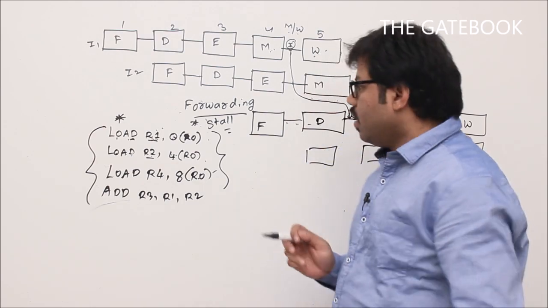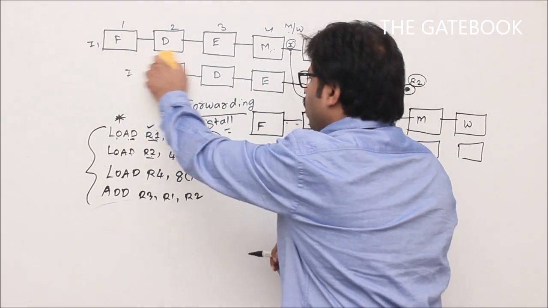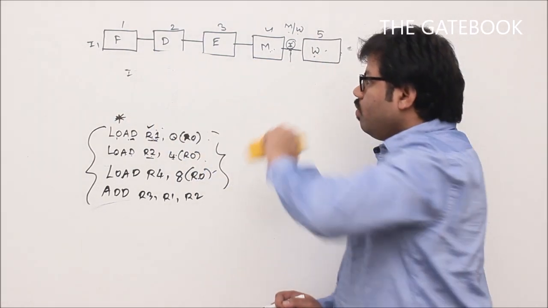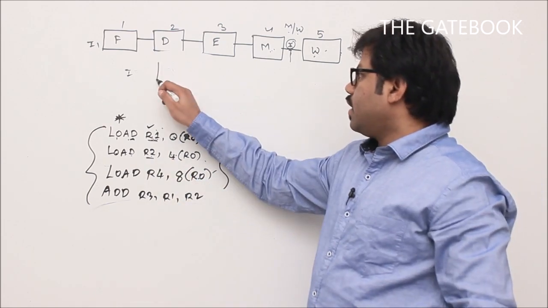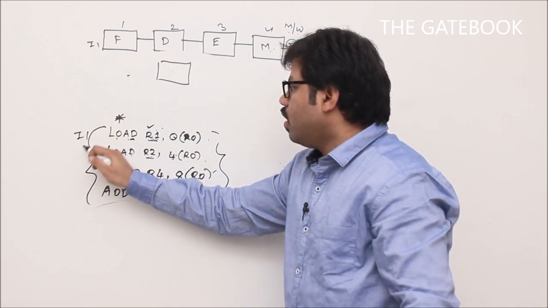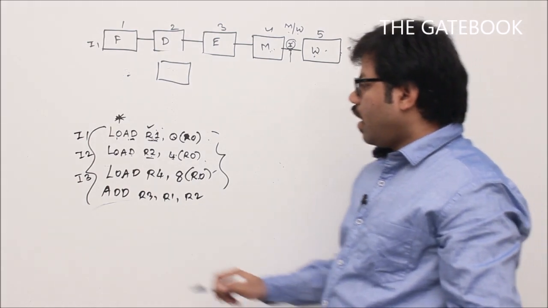We will see. Now already load R1 is done, right? Just keep that in mind. Remaining instructions should be rewritten. So now let me execute the second load instruction. So I1 is load, I2 is load, I3 is load, I4 is add.